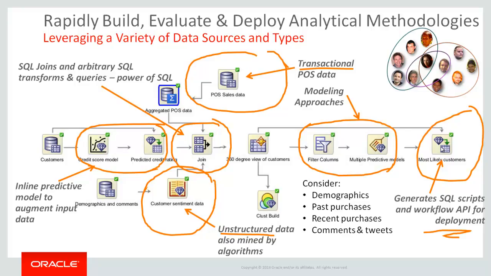I think in this case, we're trying to predict who's going to buy an affinity card, who's going to hyper respond to an affinity card, something like that. And I can also generate the SQL scripts, or I can just automate this through the workflow API. So it's just like you'd see from any other statistical or data mining vendor with a workflow type of approach.